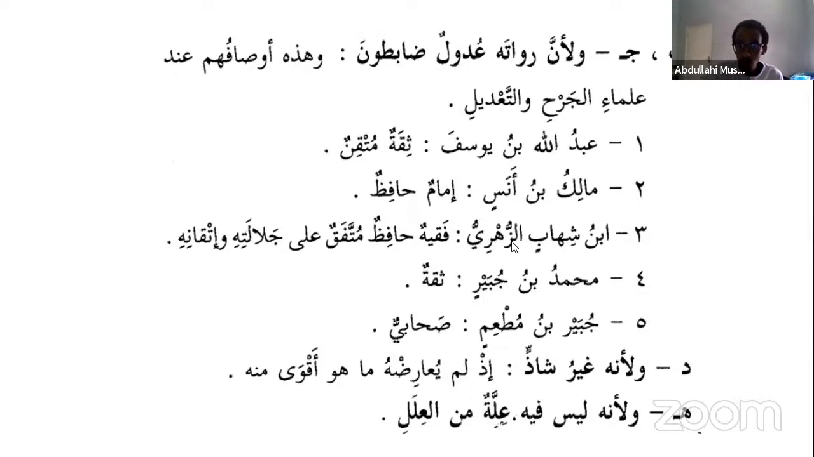And then Ibn Shihab az-Zuhri was described as a faqih hafidhun muttafaqun ala jalalatihi wa itqanihi. Lots of praises for him, that he was a jurist, a person who had memorized more than 100,000 ahadith, and someone who there's a consensus that he was a person with great character and of great accuracy. Then Muhammad bin Jubair was described as a thiqa, a reliable narrator. Then Jubair ibn Mut'im, who was the father.